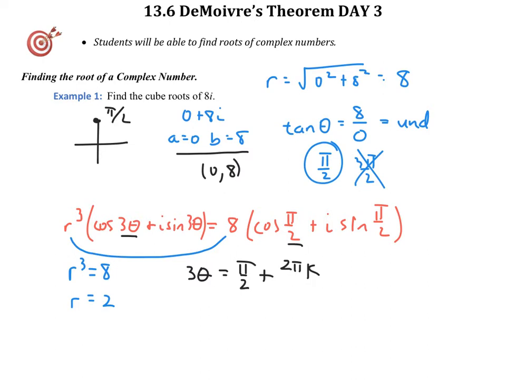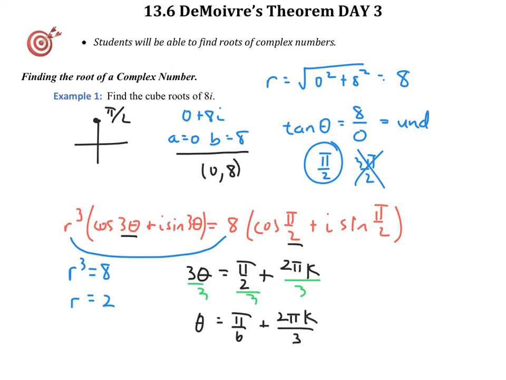All right. So how do I get just plain theta? Divide by 3. So if I divide by 3, divide by 3, divide by 3, pi over 2 divided by 3 becomes pi over 6. And then this becomes plus 2 pi k over 3.